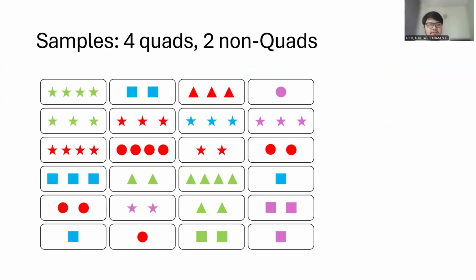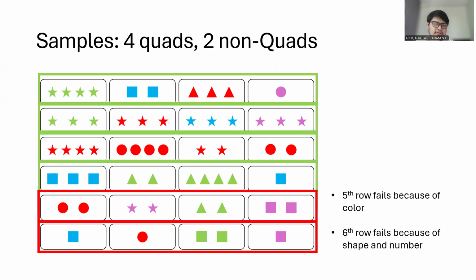And here we have a larger sample, and in this case, the first four rows form quads, while the last two do not. The fifth row fails because the colors fail the criteria. There's 3 colors with two of one and one of each of the other, which does not follow the rules. The last row fails because both the shape and the number fail the rules. While in both cases there's 2 shapes and 2 numbers, they're not distributed evenly. So there's only one card that has 2 shapes, while the rest have 1 shape. That fails the criteria for a quad.